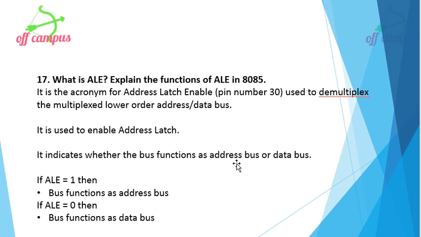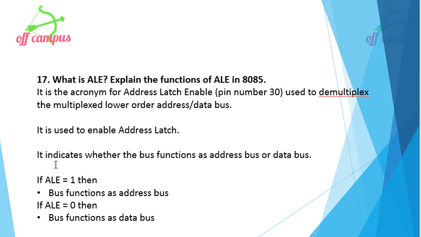Then question number 17. What is ALE? Explain the functions of ALE. ALE is the acronym for address latch enable. It is pin number 30, used to demultiplex the multiplexed lower order address or data bus.